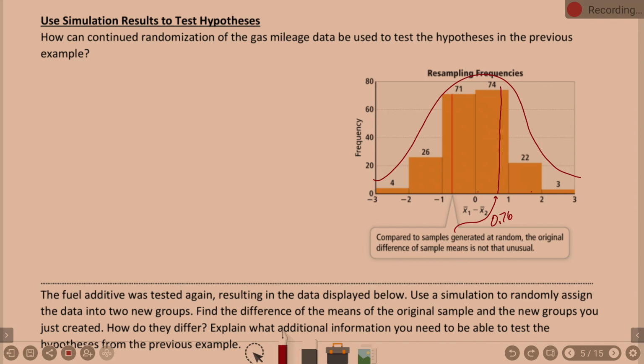With that in mind, we don't have enough information. The vocabulary they'll use is reject the null hypothesis. We do not have enough information to do that. If you recall, the null hypothesis was that the additive wasn't making a difference, right?